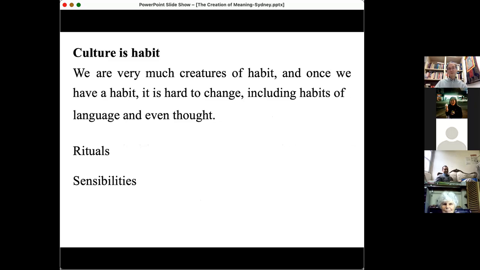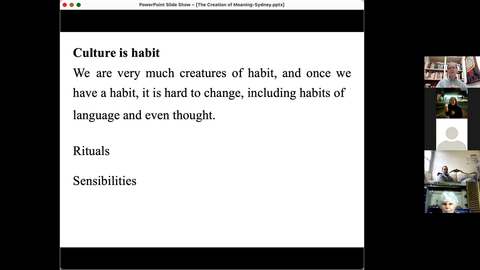Anyway, culture is habit. We are very much creatures of habit. And once we have a habit, it's hard to change, including habits of language and even thought. And I'm not talking about just what we normally think of as habits like smoking or something like that. If you really pay attention to your activities every day and you become very aware of them, you realize how much of what we do is habit. And these become our rituals, like how you take a shower, how you brush your teeth, how you eat your breakfast. All of these things are rituals that we do.